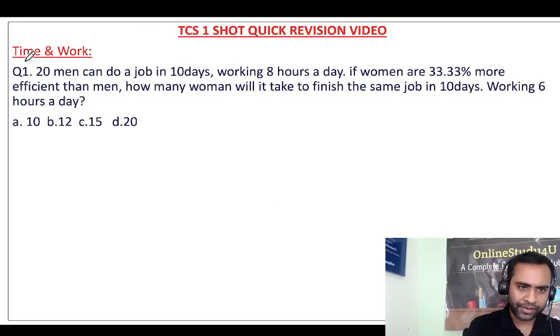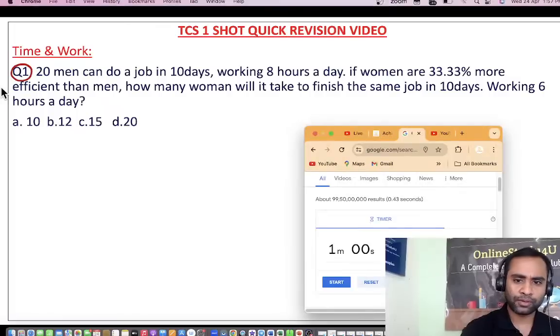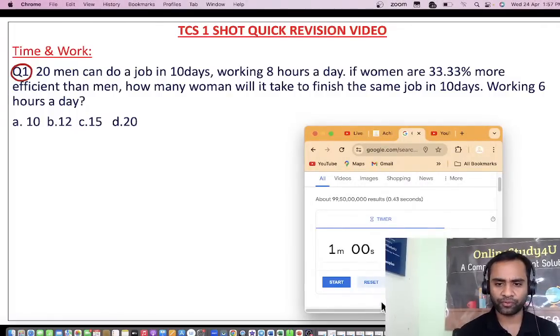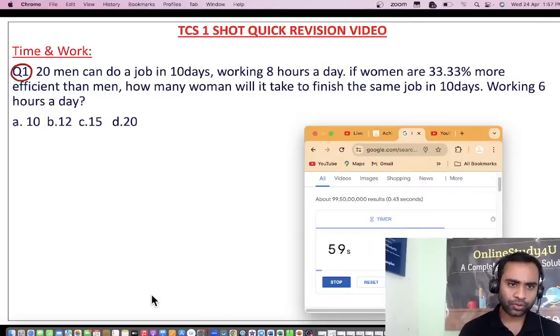Now, this is a very good question. Let us see how many of you are able to solve. 20 men can do a job in 10 days, working 8 hours a day. If women are 33.33 percent more efficient than men, how many women will it take to finish the same job in 10 days, working 6 hours a day?